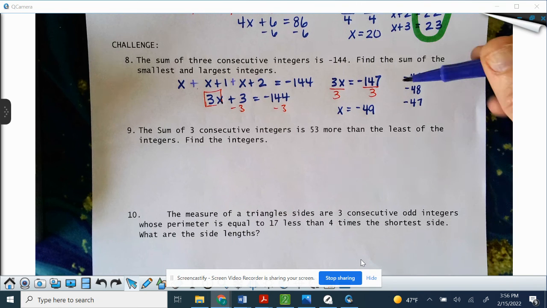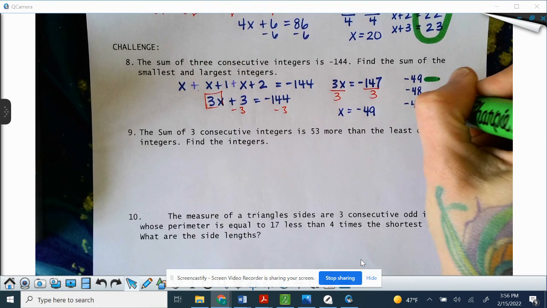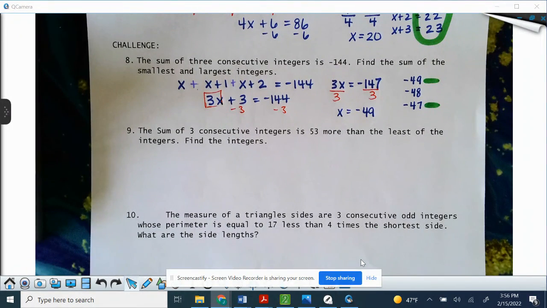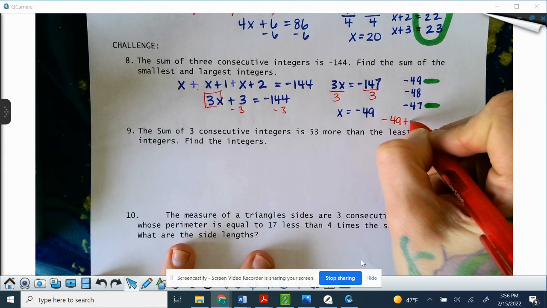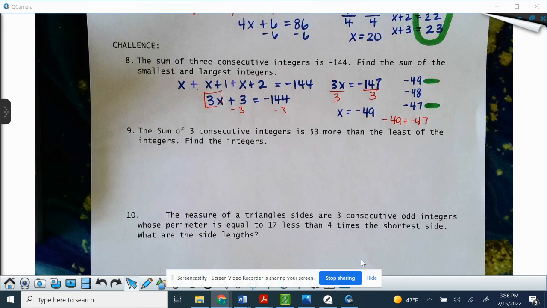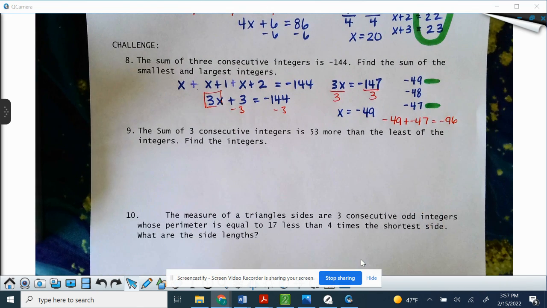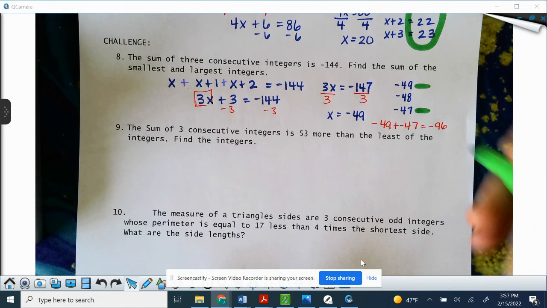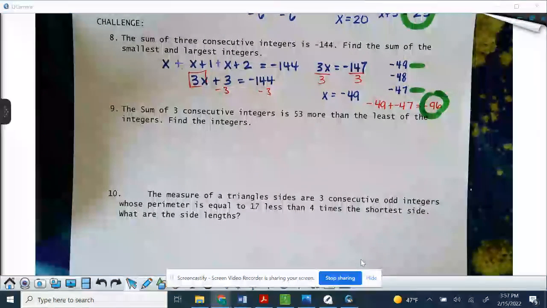Find the sum of the smallest and the largest. So in this case, the smallest would be your negative 49 and your largest would be your negative 47. So if I add those together, negative 49 plus negative 47 is going to give me negative 96. And so the answer to that question is negative 96. So it's just asking you to think a little out of the box once you get all your answers.